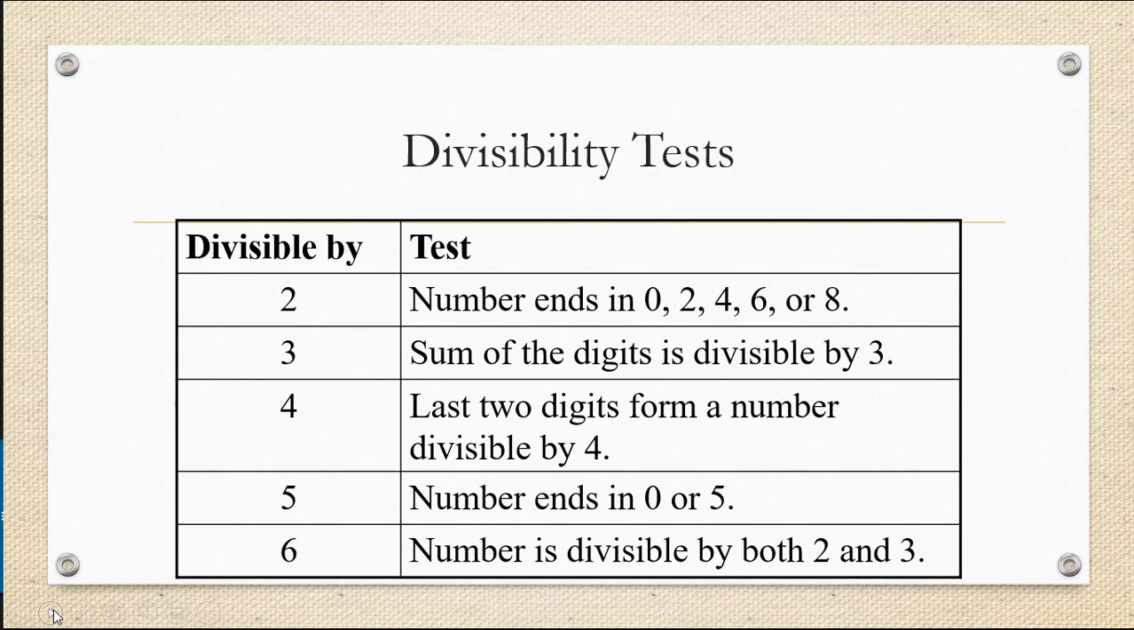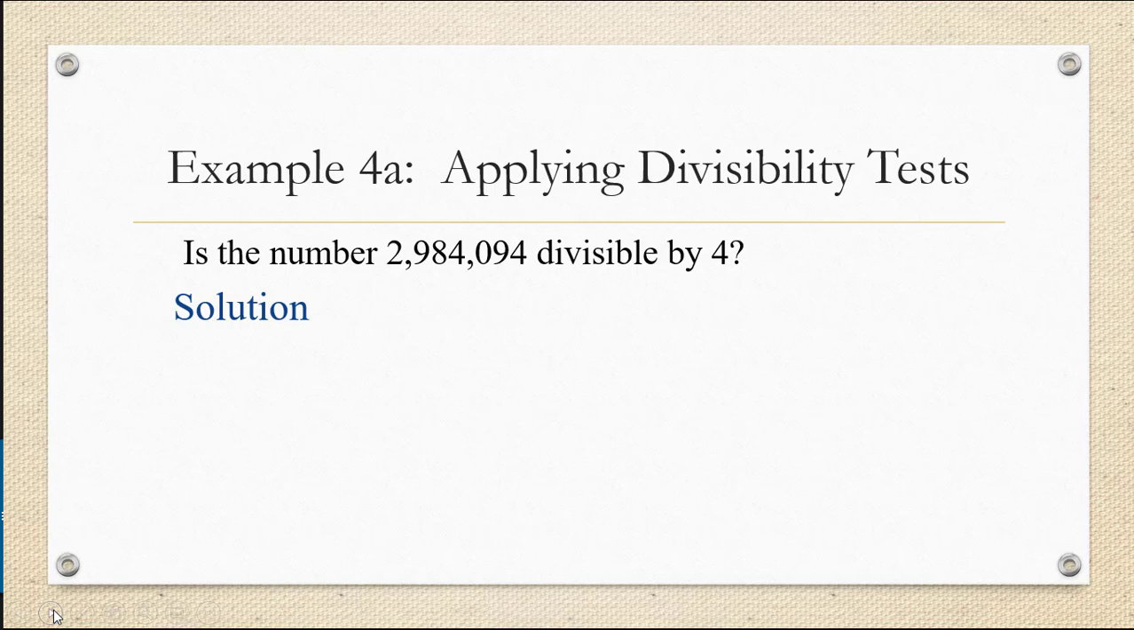To be divisible by 2 just means that the number ends in the digits 0, 2, 4, 6, or 8. To test if a natural number is divisible by 3, all you have to do is add up the digits and see if that new number is divisible by 3. To test if a natural number is divisible by 4, you actually look at the last 2 digits of the number and see if those 2 digits are divisible by 4. In order for a number to be divisible by 5, it needs to end in a 0 or a 5. And in order for a number to be divisible by 6, it needs to be both divisible by 2 and divisible by 3.